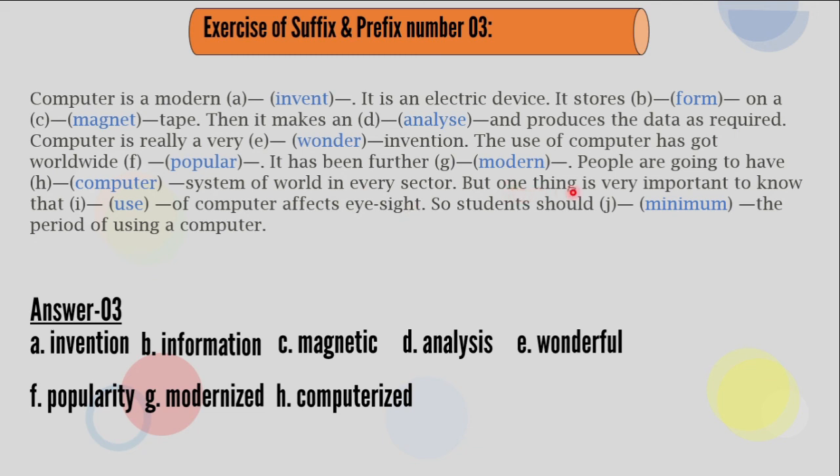But one thing is very important to know that dash computer, so what, overuse or misuse of computer. You can use misuse of computer or overuse of computer affects our eyesight. So the student should minimum is there, so what will it be, minimize, reduce the period of using computer.